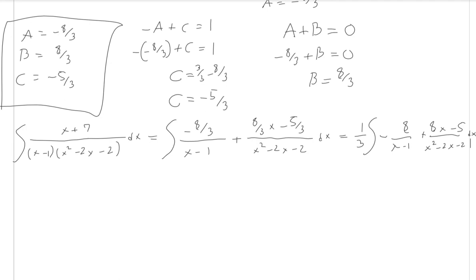Okay, now the first part is nice and easy. I can solve this by just doing a natural log. The second part's a little bit trickier. The way that I recommend dealing with the second part here is by completing the square, specifically completing the square on the bottom.